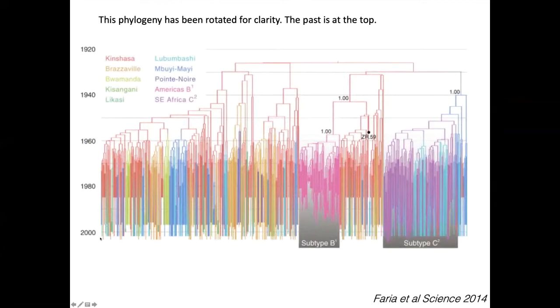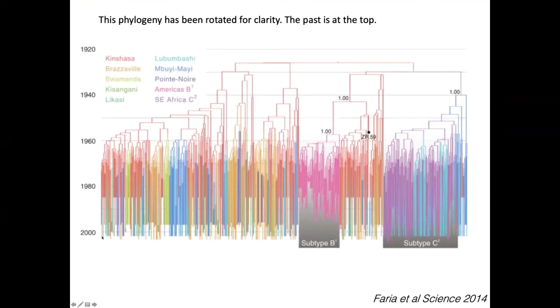And now we can read this phylogeny. Every tip or leaf of the phylogeny has been rotated, so the present time is at the bottom and the root is at the top. Every viral sample that was put into this study is a tip of this tree.